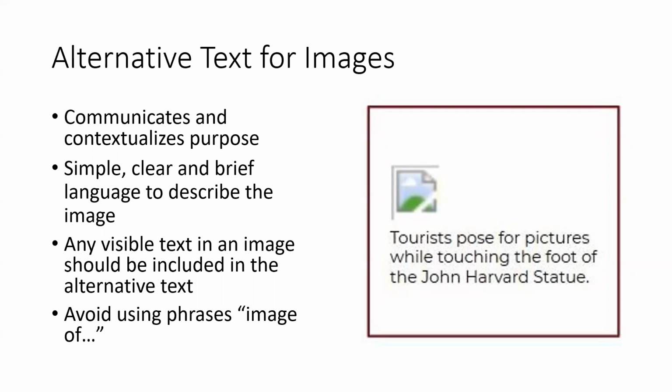So the example on the right-hand side of the screen now is of a broken image, but it does have well-formed image alt text. So if a user happened to come to this website and saw this broken image, they'd be able to have a sense of what this image is because of the alt text. The alt text reads, "Tourists pose for pictures while touching the foot of the John Harvard statue." This is an example from Harvard's digital accessibility webpage.